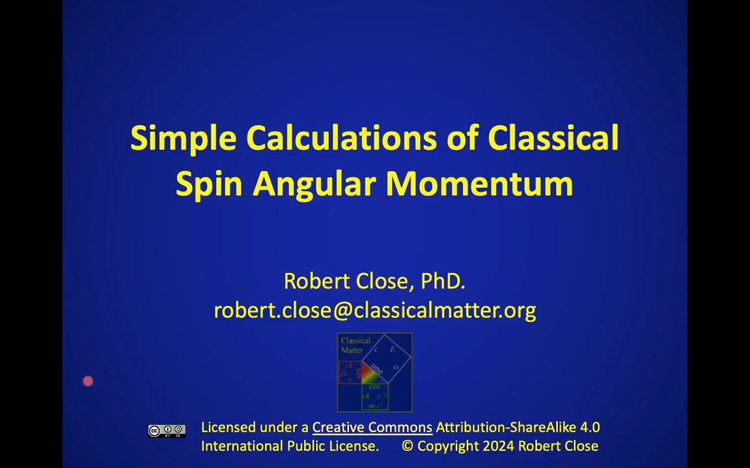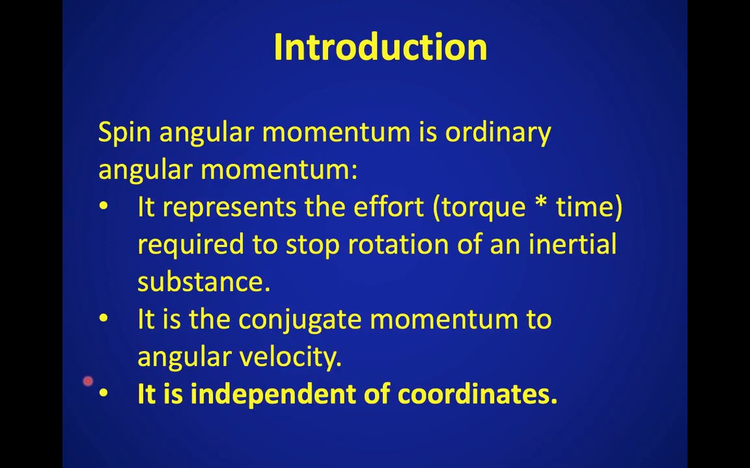My name is Robert Close, and today I'll be giving you some simple calculations of classical spin angular momentum. Spin angular momentum is just ordinary angular momentum. You can think of it as the effort or torque multiplied by time required to stop rotation of an inertial substance. It is the conjugate momentum to angular velocity, and unlike the usual expression for angular momentum, it's independent of the coordinates.